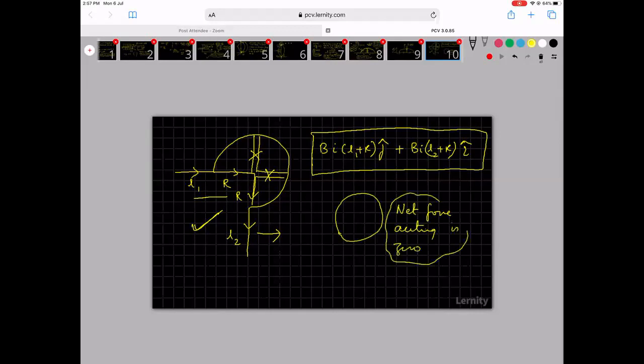This question has come in the NEET exam. This question will come in the NCERT board exam, because we will be seeing that on a closed loop, the net force is equal to 0. On a closed loop, the net force is equal to 0.